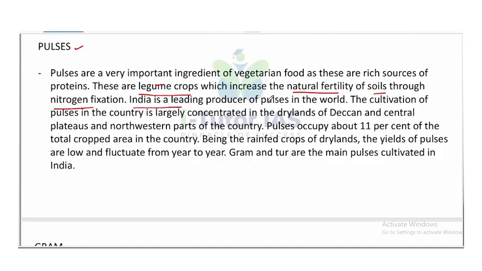India is a leading producer of pulses in the world. The cultivation of pulses in the country is largely concentrated in the drylands of Deccan and the central plateaus and northwestern parts of the country. Pulses occupy about 11% of the total cropped area in the country. Being rain-fed crops of drylands, the yield of pulses is low and fluctuates from year to year. Gram and thur are the main pulses cultivated in India.